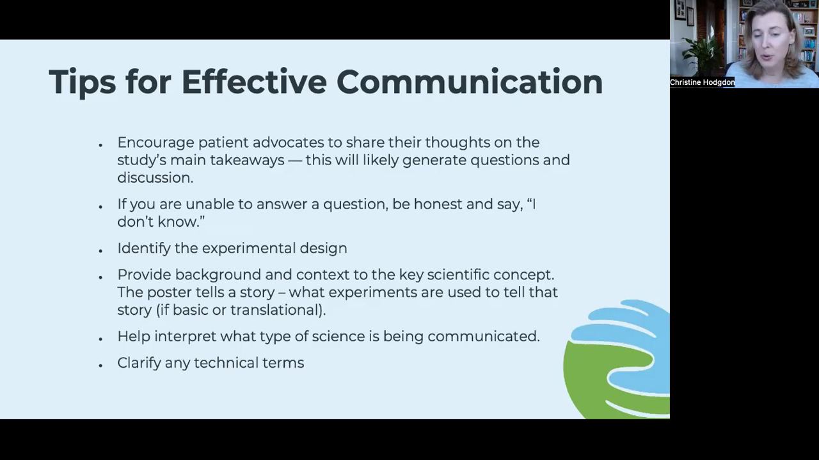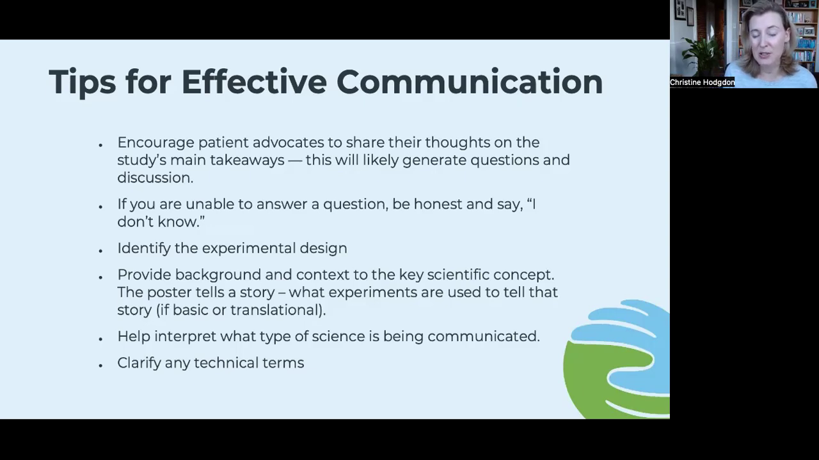And it's also important to help interpret what type of science is being communicated. So graphs and curves, for example. If you're presenting a Kaplan-Meier curve, it's important to describe the X and Y axes, the significance of the curve steepness, the distinction between OS and PFS, and why all these terms matter.